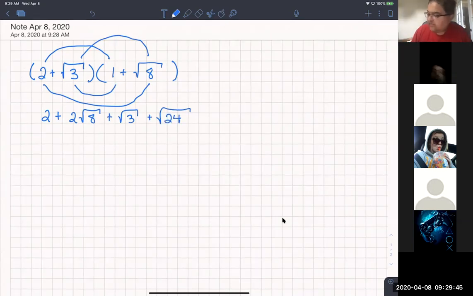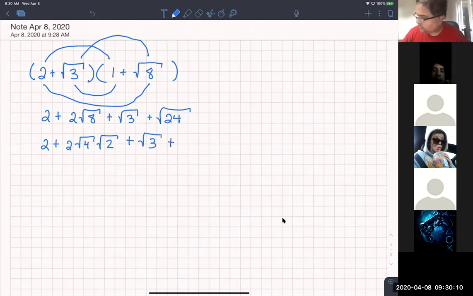Which ones of these can be simplified further? Root 24. Root 8. Okay. Yeah. Root 8 can be separated into what? Root of 8 can go into 4. Mm-hmm. Okay, and what about root 24? That can go into 6. Mm-hmm. Or wait, no, not 6. Yeah, 6 and 4. Okay.